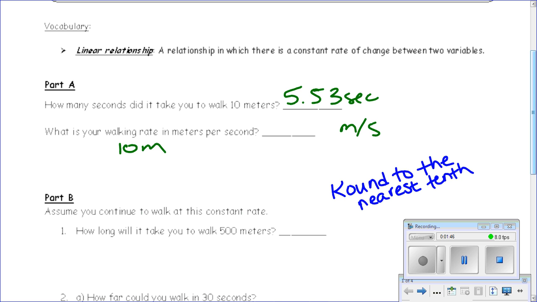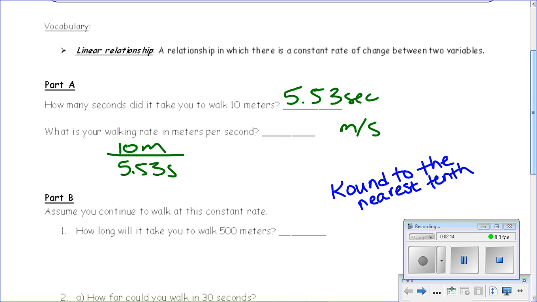And then, Sophia, what else am I going to have? 5.53 seconds. Meters over seconds. So, to find how many per meter, Aiden, what am I going to do? Yeah, you can use calculators on this. If you need one, you can grab one real quick. You're going to divide that, though.